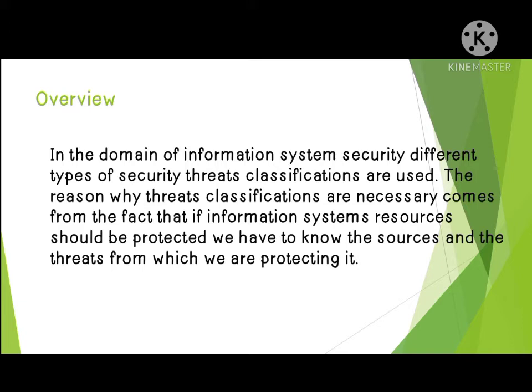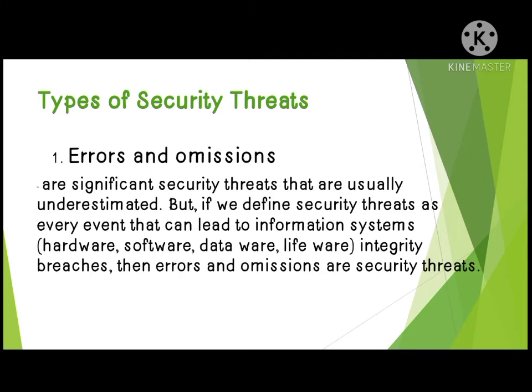The first one is errors and omissions. Omission means lack or shortcoming. Errors and omissions are significant security threats that are usually underestimated. But if we define security threats as every event that can lead to information system hardware, software, dataware, lifeware integrity breaches, then errors and omissions are security threats. For example, insufficient communication, failures of network, poor communication, and software failure.